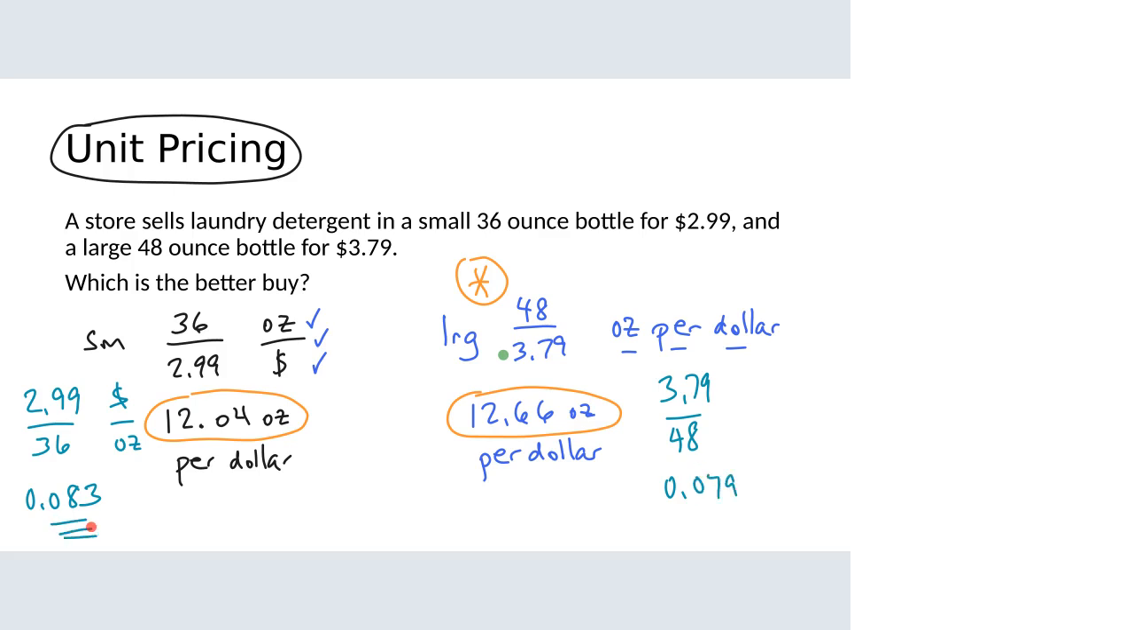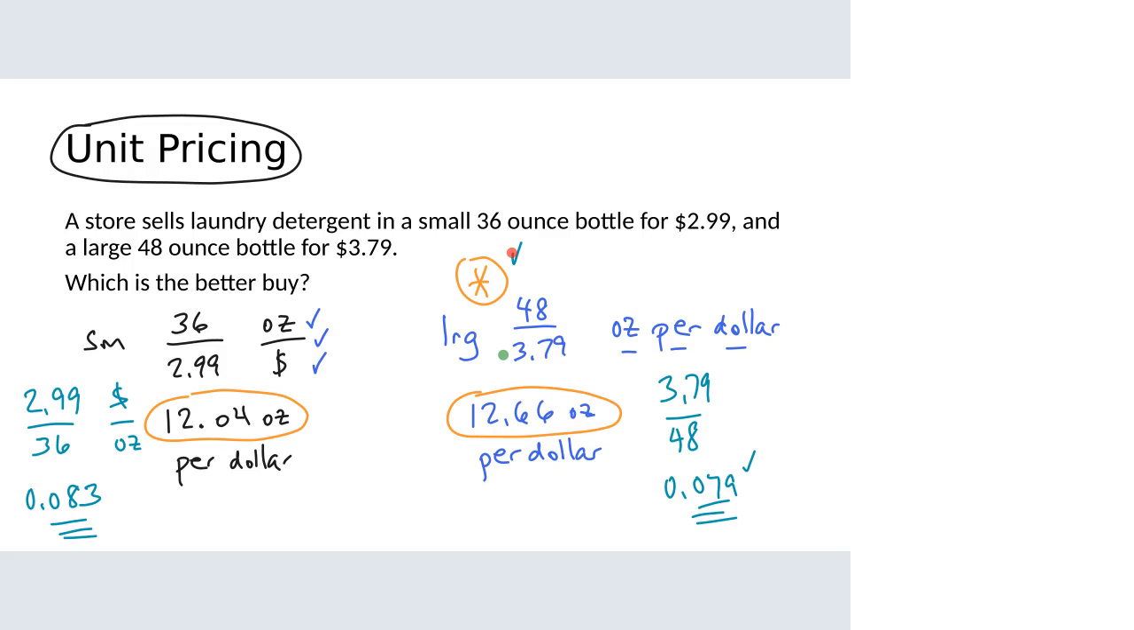So over here, I'm paying 8.3 cents per ounce. Over here, I'm paying 7.9 cents per ounce. This is the cheaper one. We get the same result. We better get the same result. We want our outcome to be valid. And so either of those approaches for unit pricing works: ounces per dollar or dollars per ounce. All right, let me see what you've got there, Lorraine.